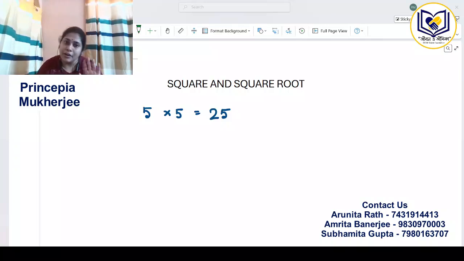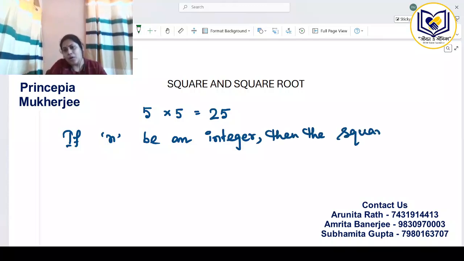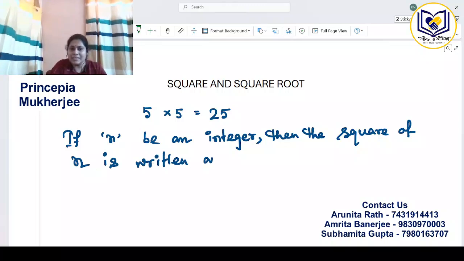Okay, so we will write the definition. If n be an integer, then the square of n is written as n square. Okay, and this n square is equals what?